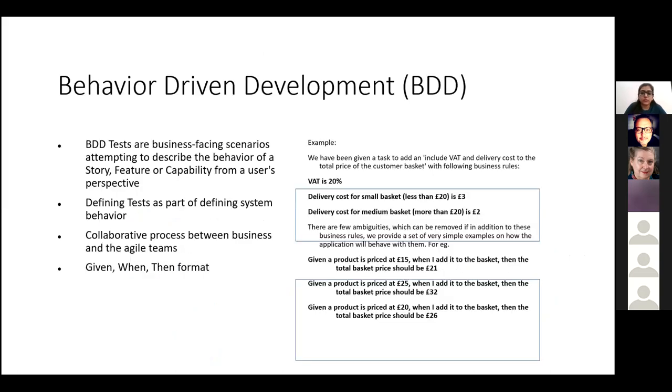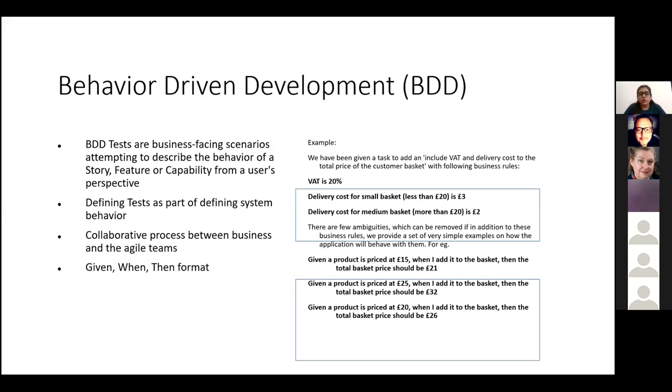So here is an example. BDD is written in the given, when, and then format, which is the Gherkin format, and it also imbibes all the understanding from the business and the agile teams. So let's take an example.